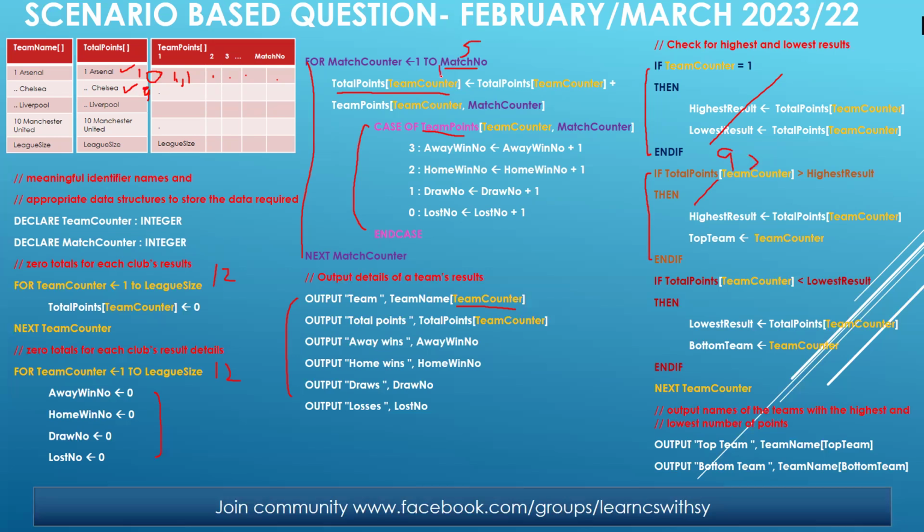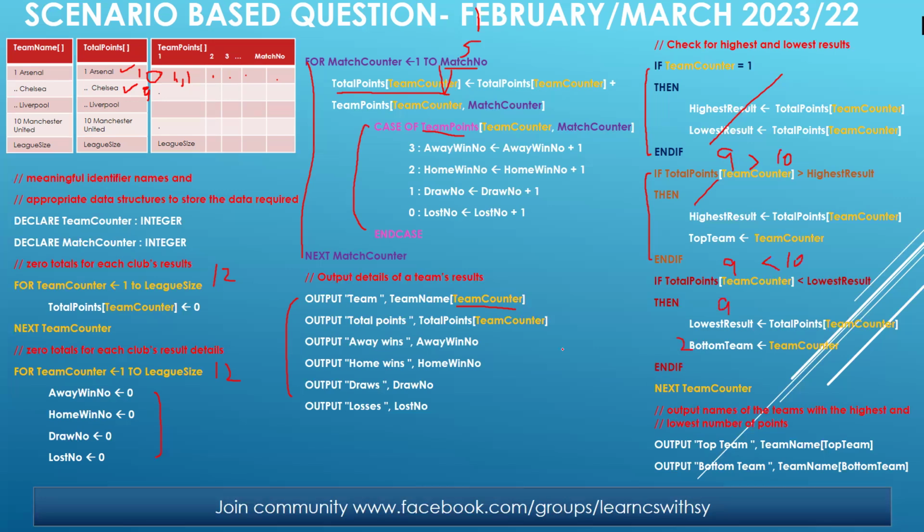Is the condition true? Highest result is holding 10. Is 9 greater than 10? The condition is false. So it won't change the highest result. But total points are 9, and 9 is less than 10. The condition is now true. So now what will happen? The lowest result will now be holding 9 and the bottom team will now be 2.